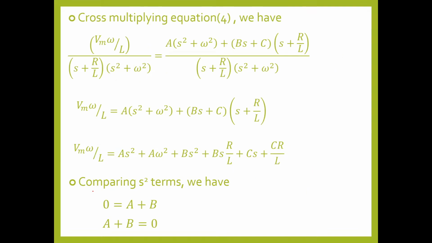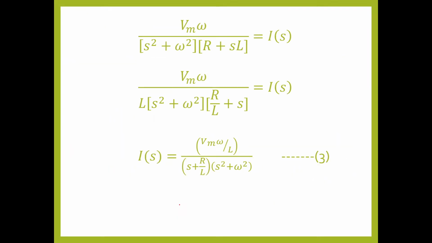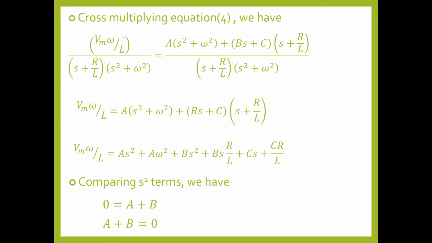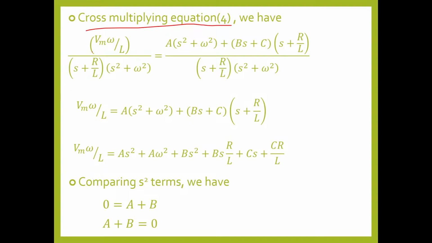Okay, now we have determined some value for a here. So we have got some expression for a. Give it some numbering, 5. Now we have to determine the b value and the c value. For that, what I have done is I have cross multiplied equation 4. Where is my equation 4? This one. I have cross multiplied equation 4 and have got this.